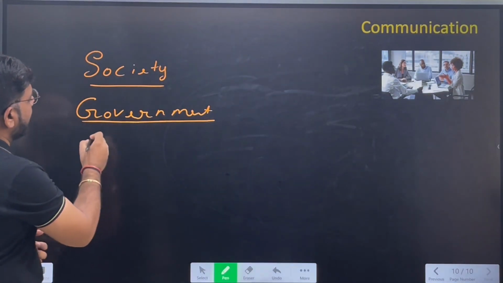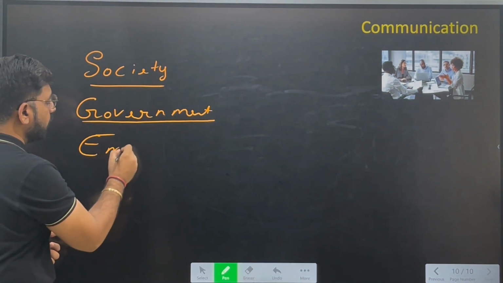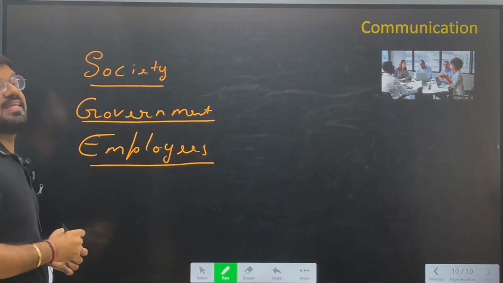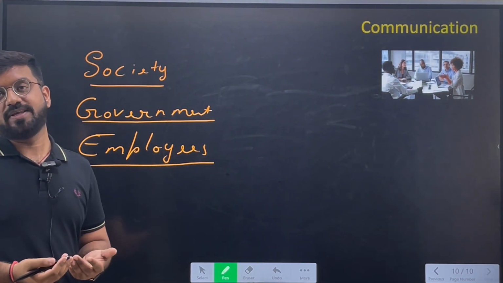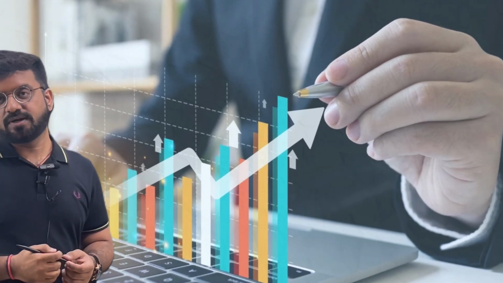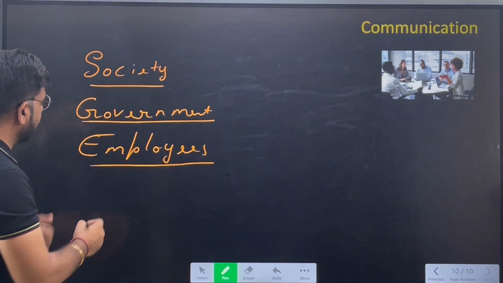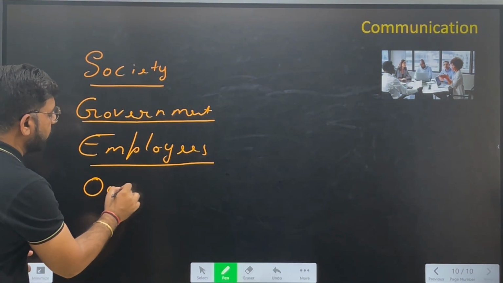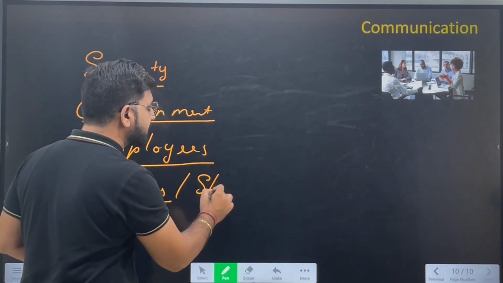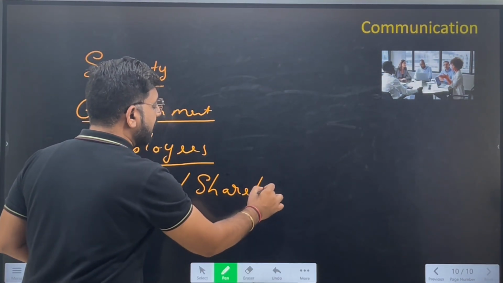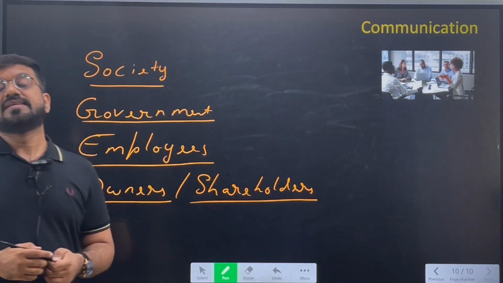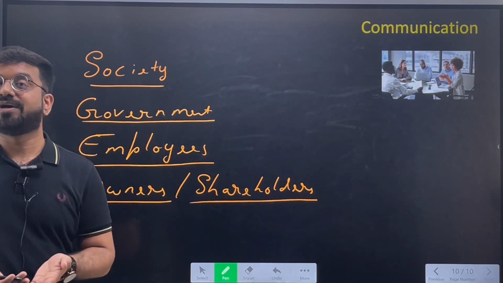Next, apart from that, employees are also very eager to see the progress of the company, the progress of the organization, the amount of profit a firm is earning. Apart from that, there are the owners. Owners or the shareholders or the stakeholders also need to see the financial records so that they can see if the company is working well or not.